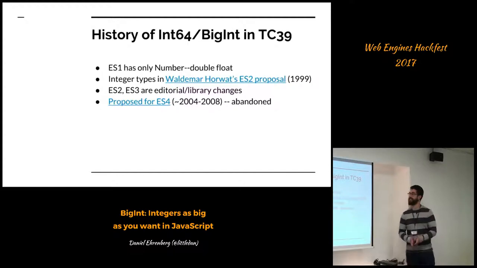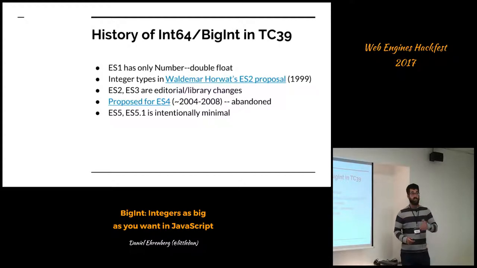Meanwhile, ActionScript actually did end up shipping some of this 8 years later or so, but not including the arbitrary precision integer. In ES4, larger integers and decimal types were again proposed, but the ES4 effort was abandoned. And the decimal proposal, which was part of that, came back in the ES5 cycle, which again became a very minimal cycle.